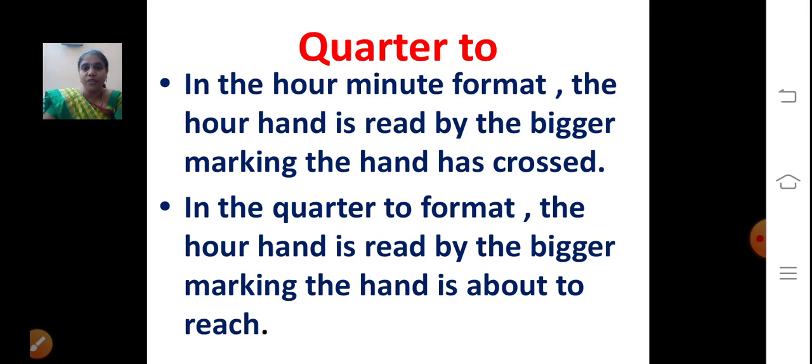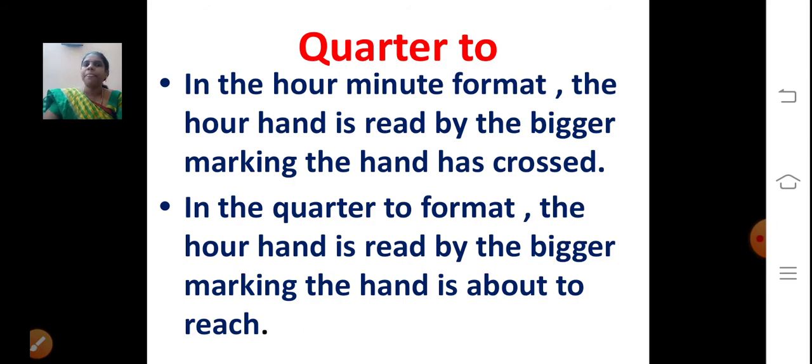But in the quarter 2 format, we have to see the hour hand that is about to reach the next bigger marking. It will not fully cross that marking, but it is about to reach it, and that bigger marking we are going to take. Just we'll see one example.